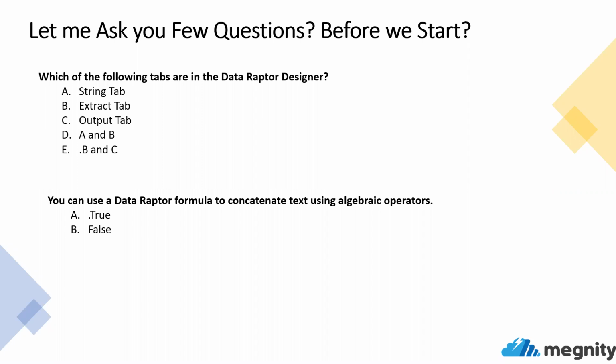You can use a data wrapper formula to concatenate text using algebraic operations. For example, say there is a first name and a last name. I just wanted to concatenate both while performing the data wrapper and add it to another field, or update another field. Can that be possible in the data wrapper? Yes, it's possible.